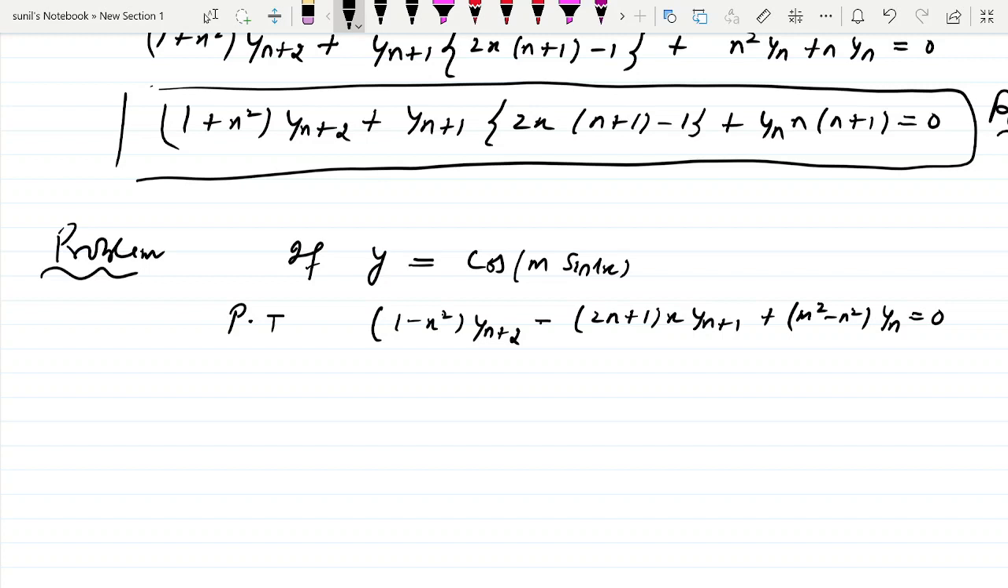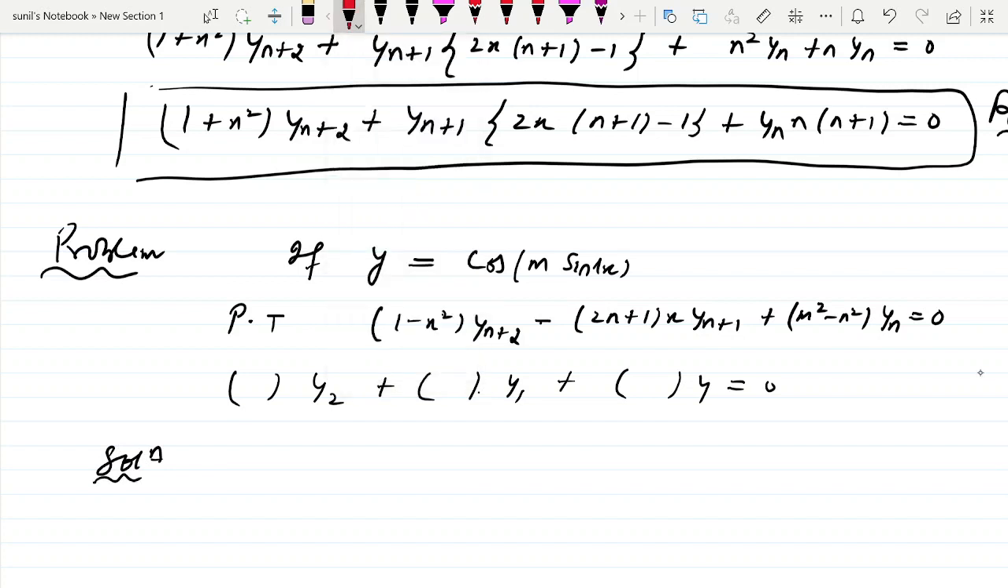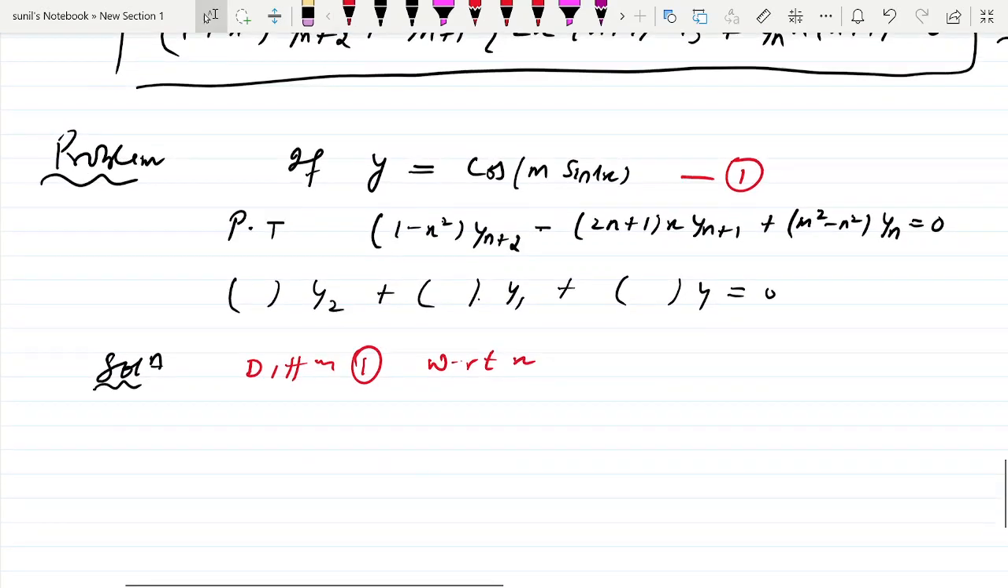Now see, again the first thing is to establish some relation, something like bracket into y2 plus bracket into y1, or maybe some y. This type of relation is necessary. Now the solution is something like this. Let us understand it. Let it be 1. So differentiating 1 with respect to x.